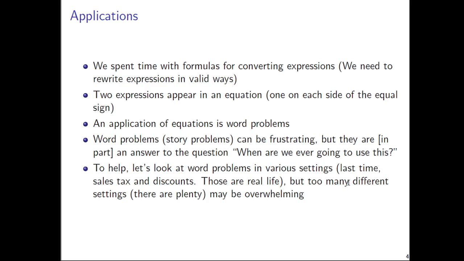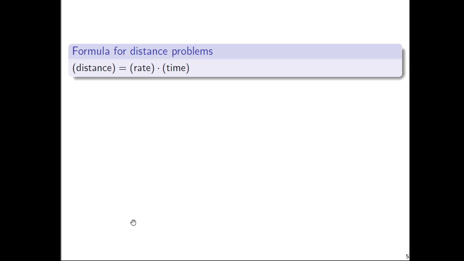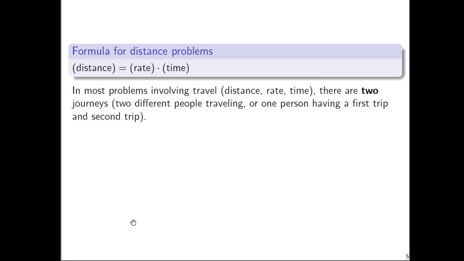Those are real life. But if we looked at too many different settings for word problems, and there are plenty possible, that may be overwhelming. So we're going to try to keep this controlled, and we're going to look at distance problems for the majority of this day. So the formula for distance problems, you may recall, distance equals rate times time. And the thing is, most problems involving travel, right? So, distance equals rate times time.